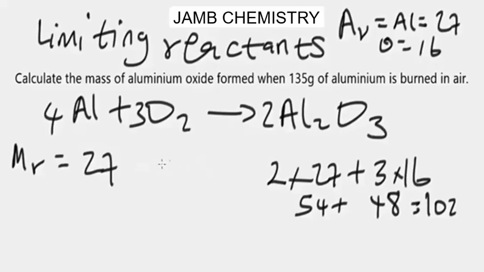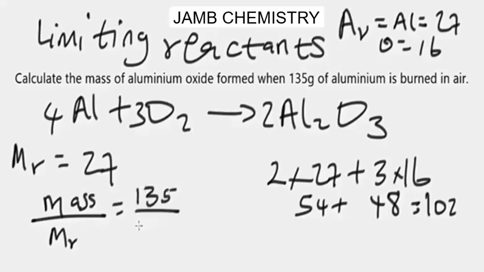Now, the next thing we are going to do will be to calculate the number of moles of aluminium in 135 gram. So to calculate the number of moles of aluminium in 135 gram, we remember the formula for number of moles is mass over relative formula mass or molar mass. So for aluminium it will give us 135 over the relative formula mass of aluminium, which is 27. When you divide 135 by 27, we're going to have 5 moles.